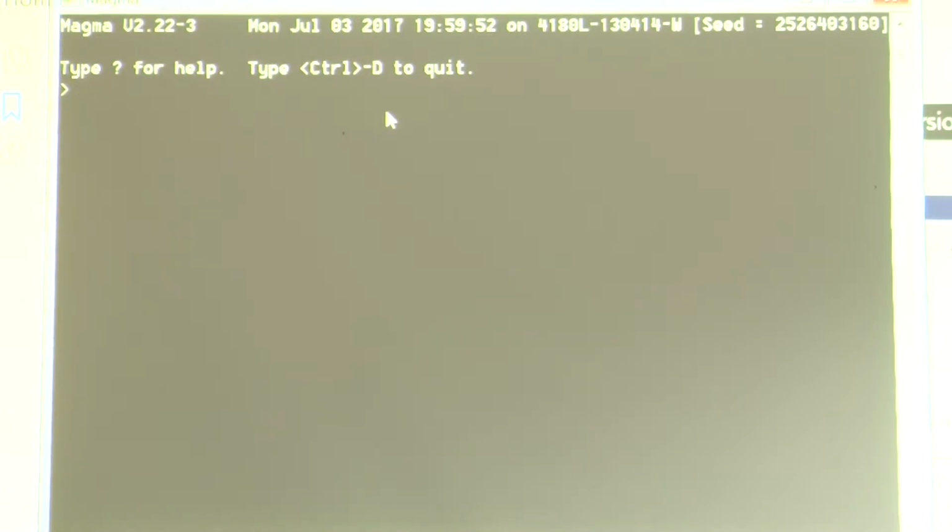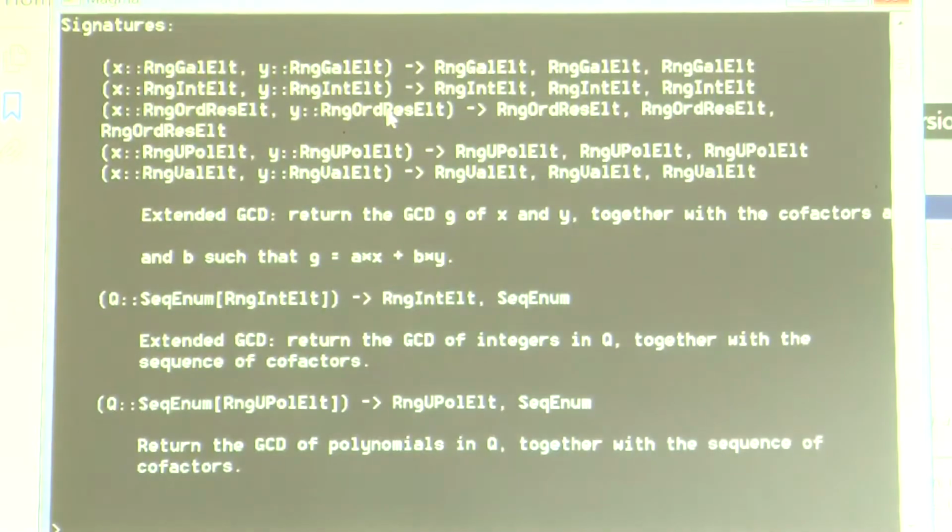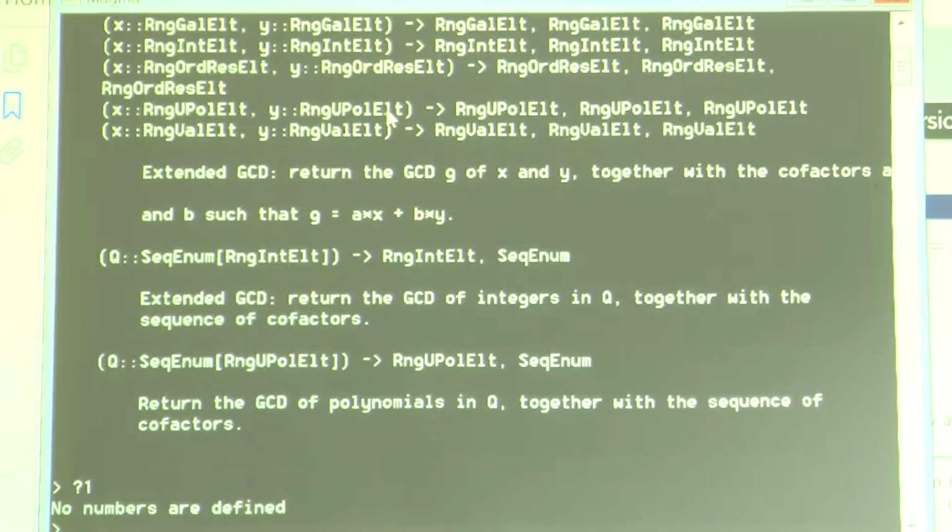And there is also, for example, XGCD. If I type in, sorry, there are so many of them. Okay, so maybe I'll take the first one.